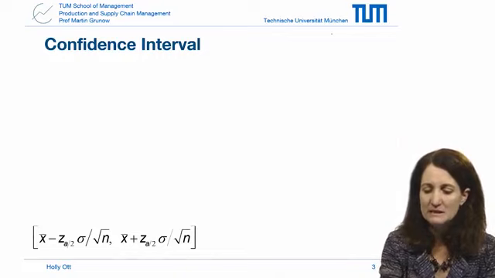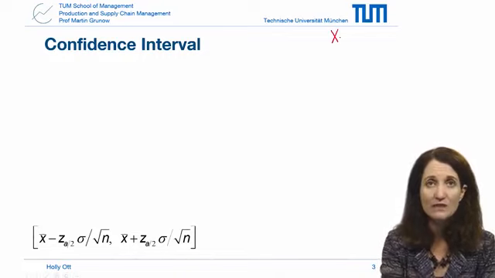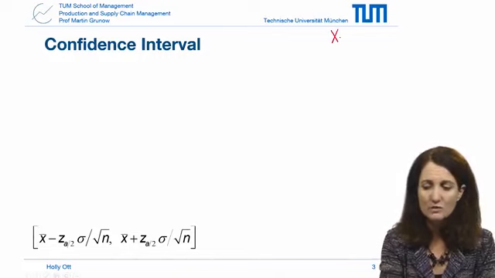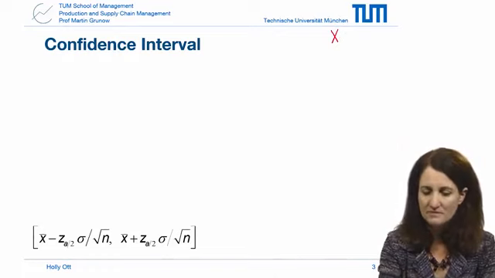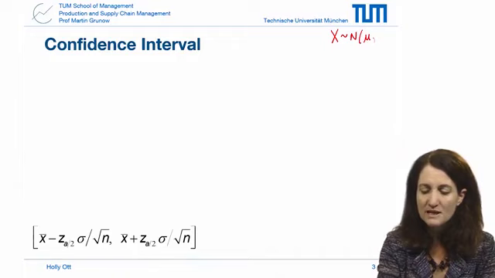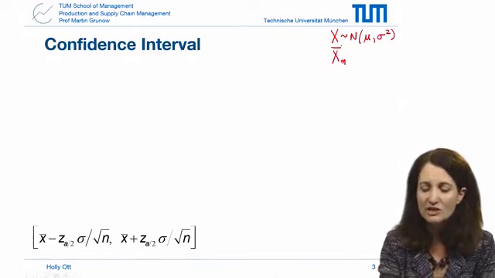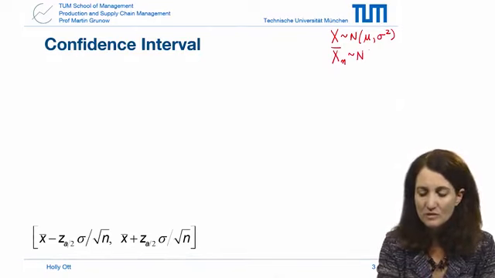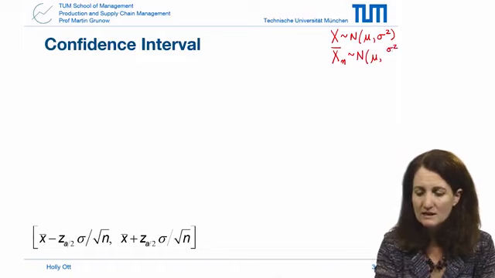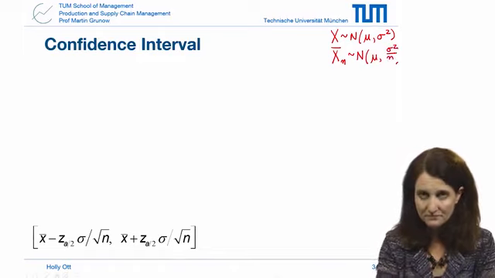We've been saying that if we have a random variable x, which doesn't have to be normally distributed, but is distributed with a mean and a variance, and we take a sample of size n and calculate the sample average, then this will be normally distributed with the same mean, and the variance over n.